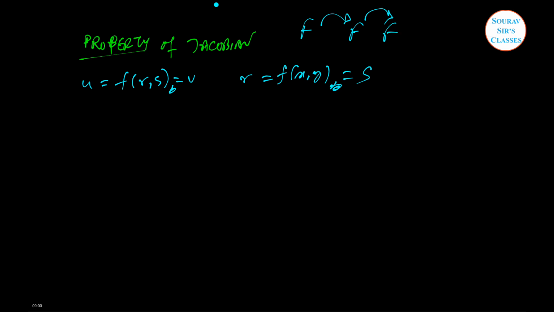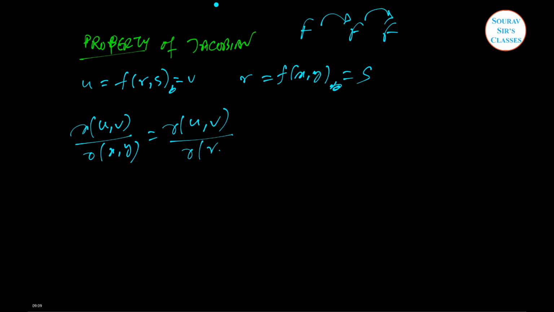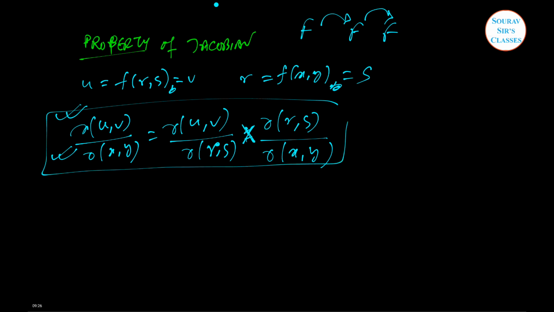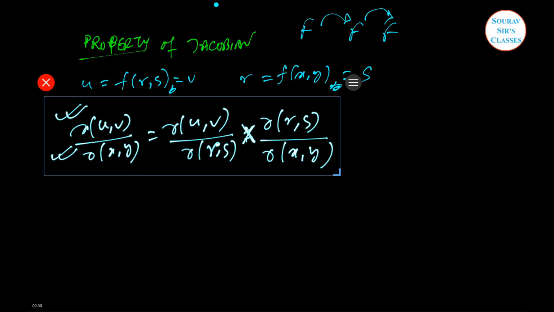If these three things are given, then del of u comma v, del of x comma y equals del of u comma v, del of r comma s, into del of r comma s, del of x comma y. So ultimately you are finding u, v with respect to x, y with a cross of r, s. So this is a crossbreed structure. You need to remember this thing, and it will be easier for you.